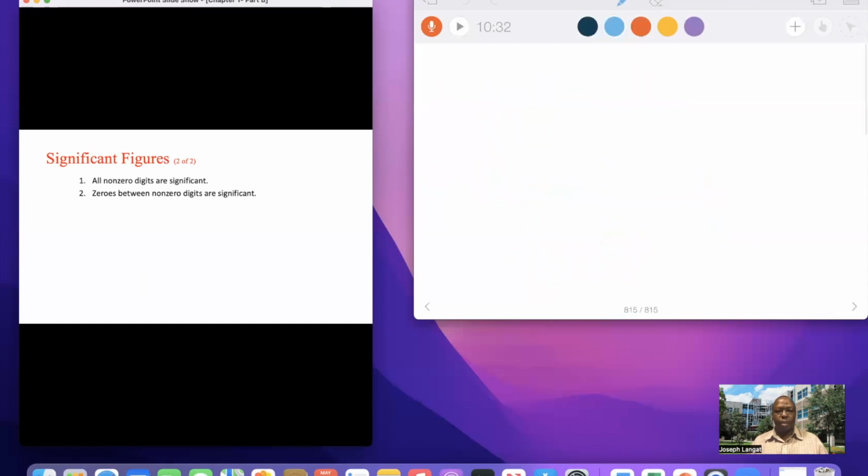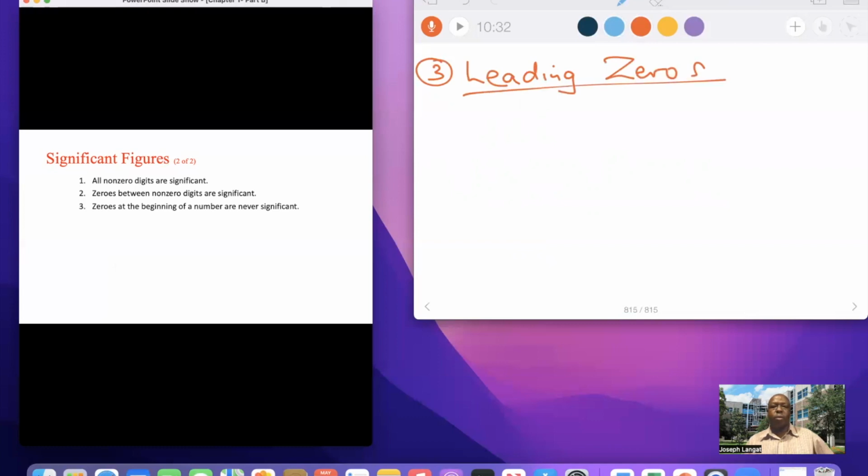They are captive zeros. Zeros at the beginning of a number are never significant. Here we call these leading zeros, and they do not count. They are just placeholders.